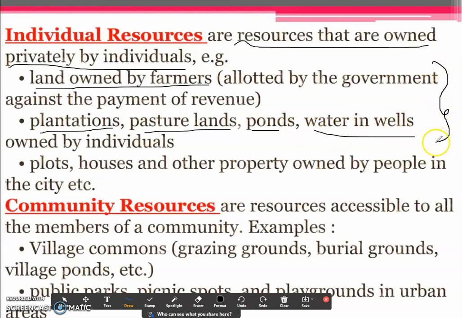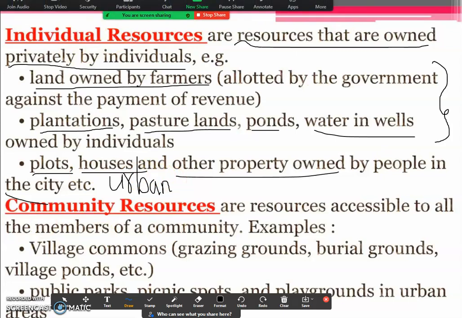These are in rural areas, right? Plantations and pastures all belong to a person. And then we have plots, houses and other properties owned by people in the city. That is urban areas. Now, this is what we learned in individual resources: resources that are owned privately by individuals are called individual resources.